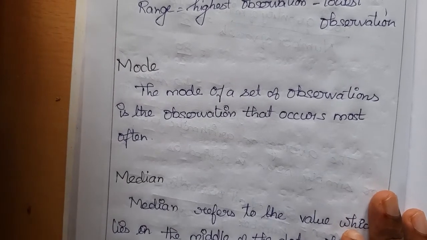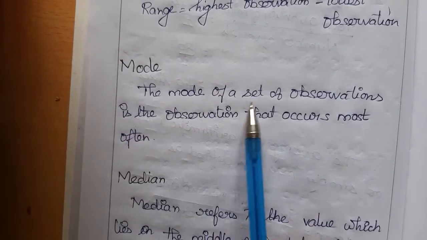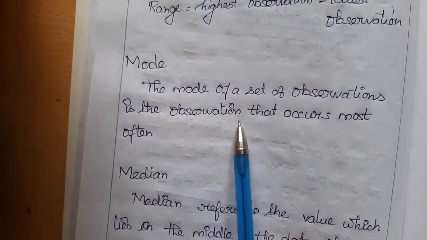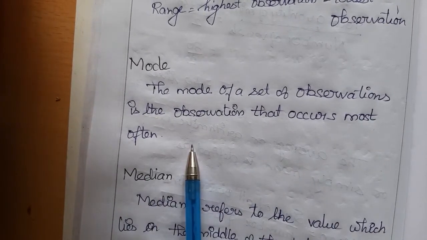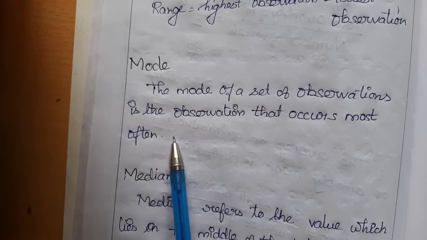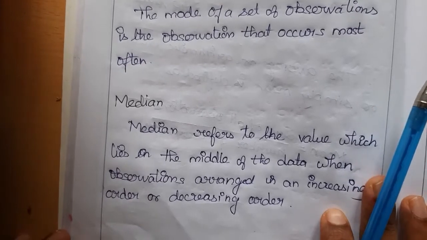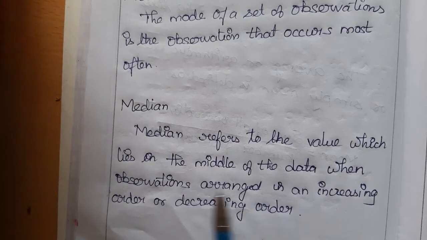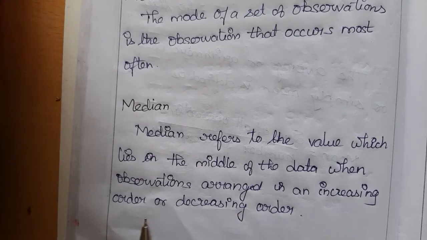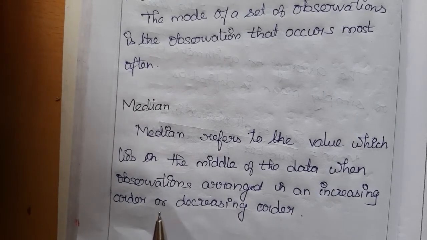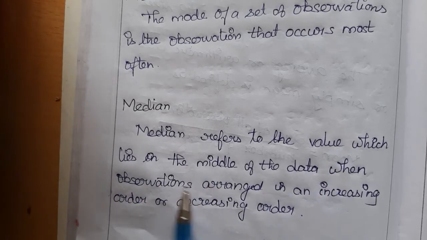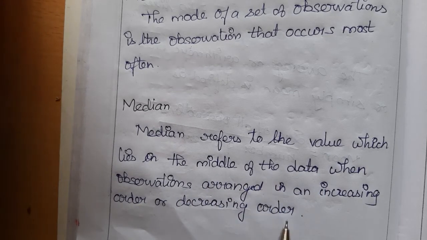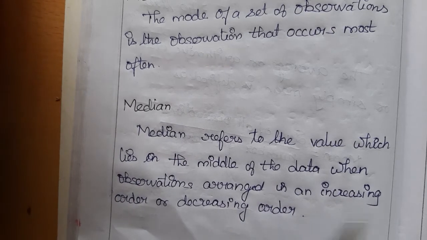Next we'll go to the mode. The mode of a set of observations is the observation that occurs most often. So in the given data, whichever occurs most often is the mode. And we'll go for the median. Median refers to the value which lies in the middle of the data when observations are arranged in increasing order or decreasing order. So the median is the middle of the data, when observations are arranged in ascending order or descending order.